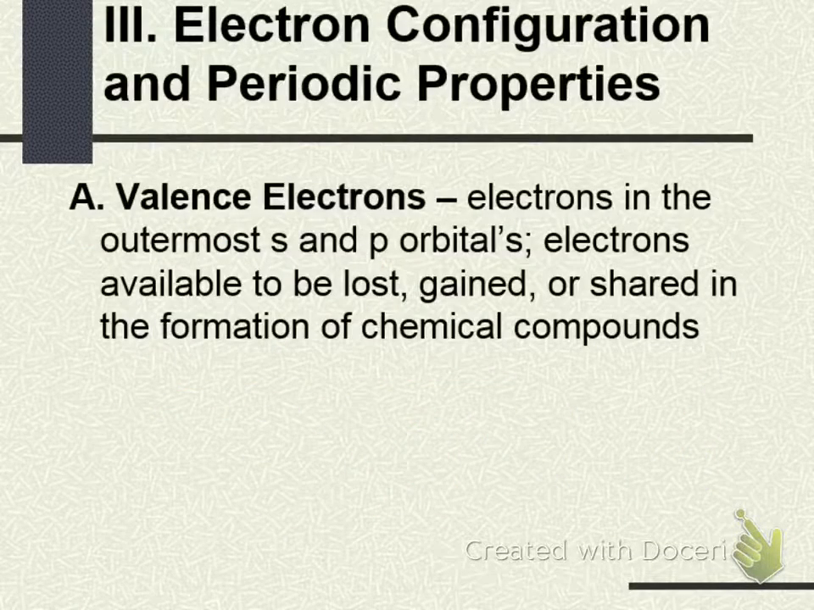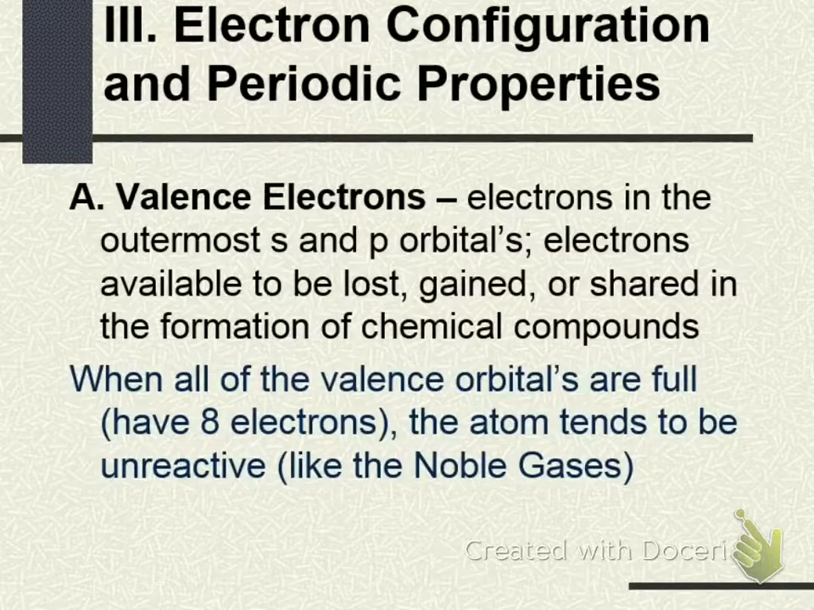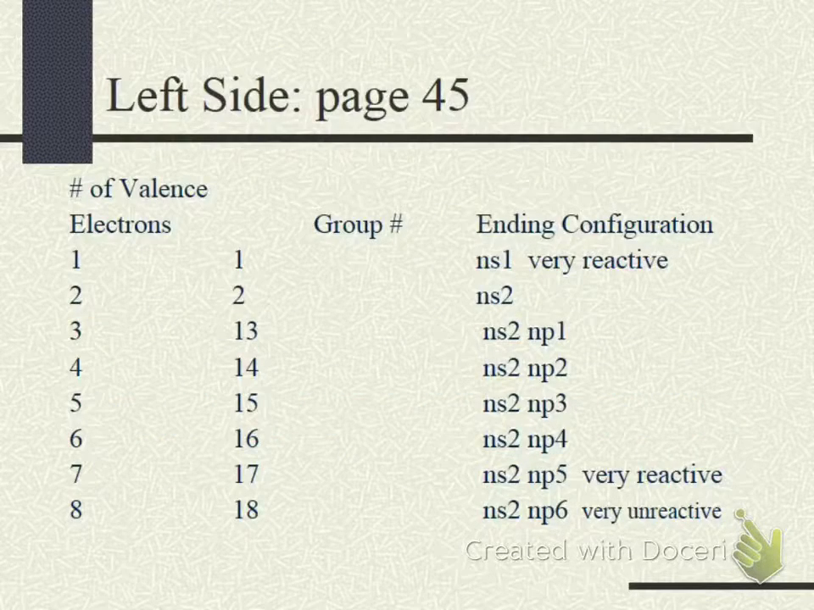Okay, so we already talked about valence electrons in the last unit. They are the outermost s and p orbitals, okay? They're the ones that are available to be lost, gained, or shared. This is just reminding you what we talked about already, so it's not in your notes. But they're available to be lost, gained, or shared when we form compounds, because guess what unit comes after this? Bonding. We're talking about the types of bonds. When all of the orbitals are full, we have 8 electrons. That's the noble gases, because it's s2p6, which adds up to 8.